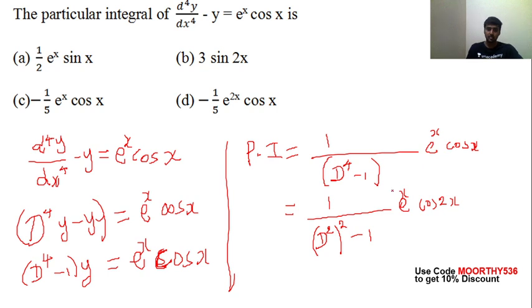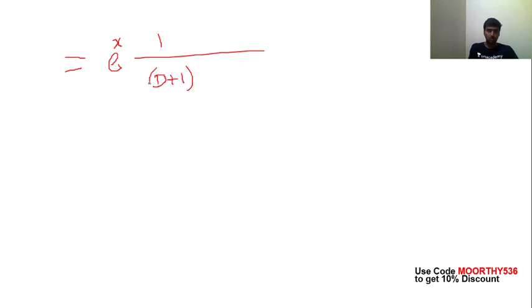So coming to the equation, now replace this equation. It is equal to e power x, taken to the front side. So instead of D square we are substituting (D plus 1) the whole square, into the whole square, minus 1, into cos x. So this is the procedure here.